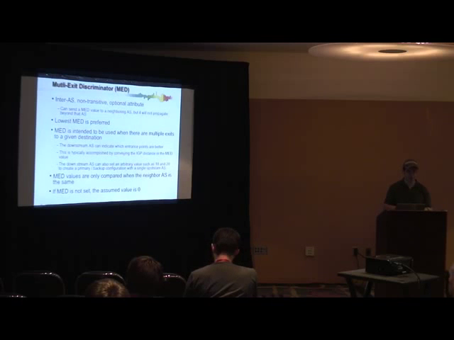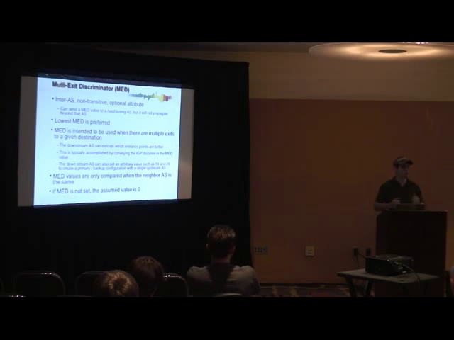MED, multi-exit discriminators. So this is an inter-AS non-transitive optional attribute. That means you can send a MED value to a neighboring AS, but it won't propagate beyond that AS. The lowest MED is preferred, and MED is intended to be used when there are multiple exits to a given destination, so that way the downstream network can indicate which entrance points are better than which other entrance points. One way that you can do this is you can set an arbitrary value. If you want a primary backup configuration, you can say MED on the primary is 10, MED on the backup is 20, and you can always force traffic to use the primary.